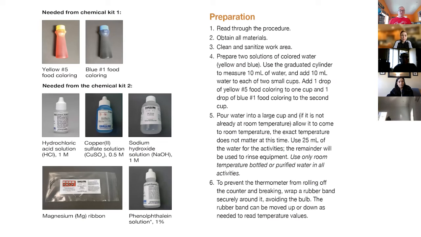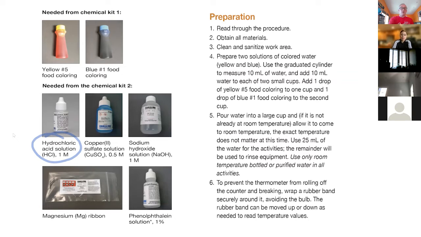So also yellow and blue food coloring are in chemical kit 1, although my son bakes so much we've got food coloring all over the house. And then these are hydrochloric acid. You're definitely going to want to be careful with that. We will be wearing our goggles today because hydrochloric acid and sodium hydroxide are both very strong solutions. This is a strong acid, and this is a strong base.